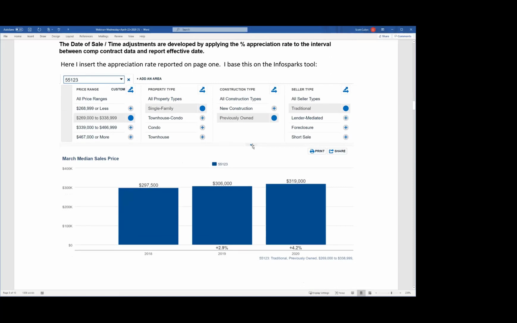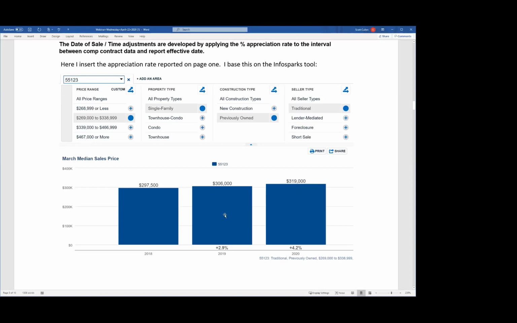Again, using this InfoSparks tool, traditional sale, previously owned, single family, and let's say now I'm down in this price range. I'm appraising a house where the best comps are in the low 300 range. So I want to be right here if I have an adequate sample size. And in this category of the market where these buyers are, these are maybe first-time buyers, different than up here where they might be move-up buyers, but the first-time buyers are up 4.2% year over year, right? The median is now 319. It used to be 306.